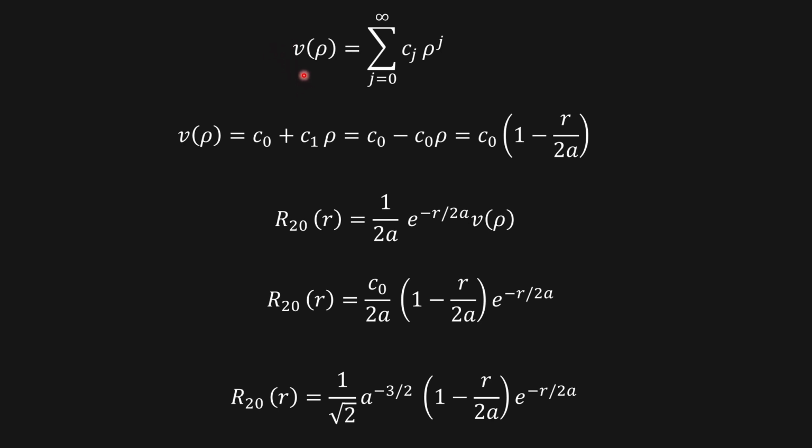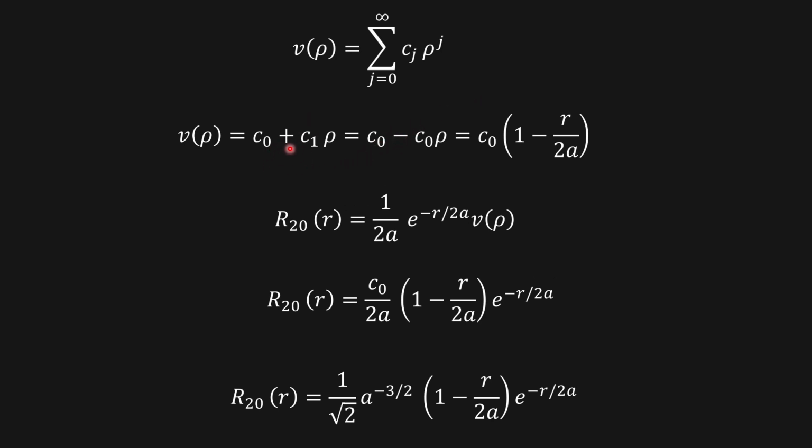By definition, v of rho is equal to the summation over j of C_j rho^j, where j runs from 0 to infinity. Now we have only two coefficients. When j equals 0, rho^0 is 1, so this term becomes C0. When j is equal to 1, rho becomes just rho, so the second term is C1 multiplied by rho. From C2 onwards, the coefficients vanish.